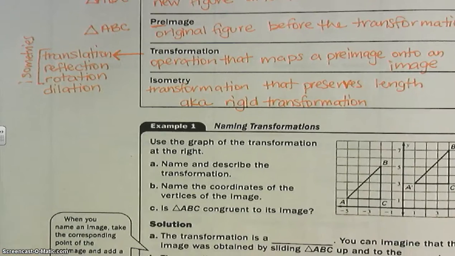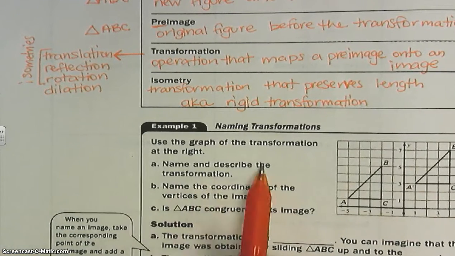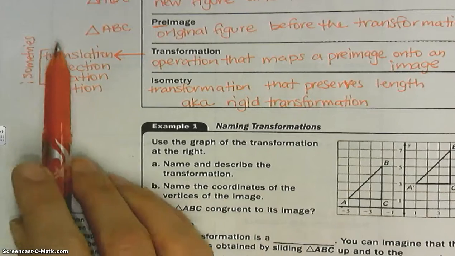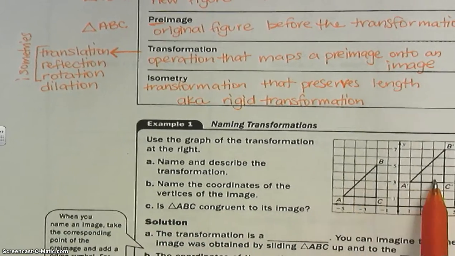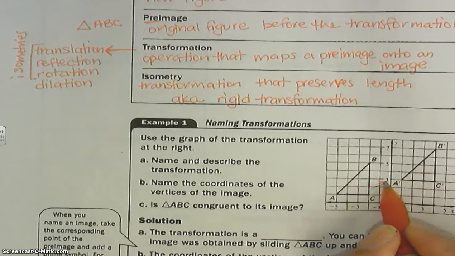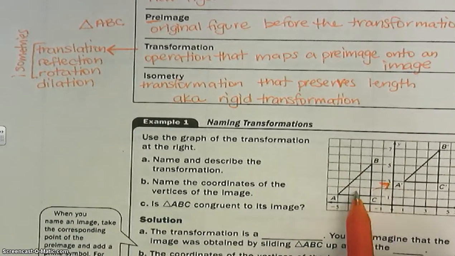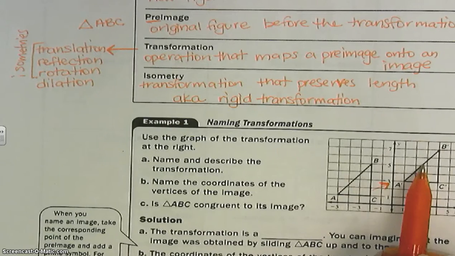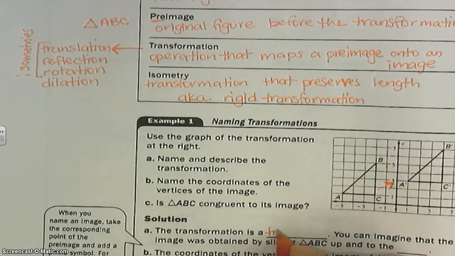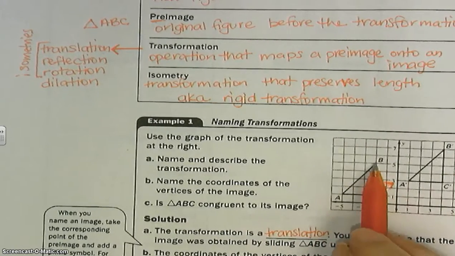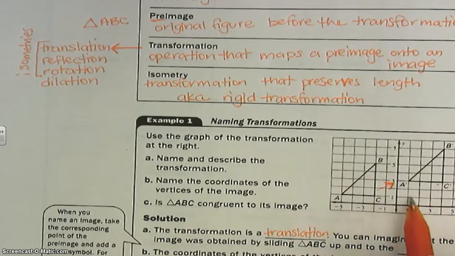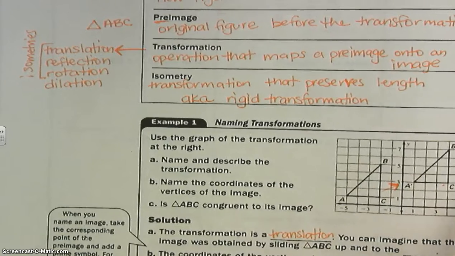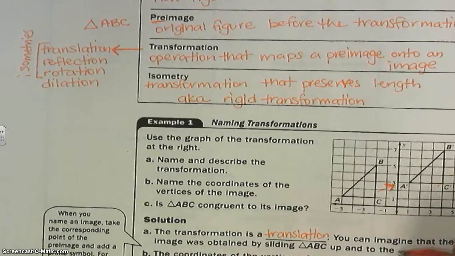Naming transformations. Use the graph at the right. Name and describe the transformation. So we've got these are our choices. Well, remember, we start with the regular letters and we go to the prime. So it looks like it slid right and up. So that is a translation. A went on to A prime, B went on to B prime, and C went on to C prime by going over 1, 2, 3, 4, 5, 6. So we went up and to the right.